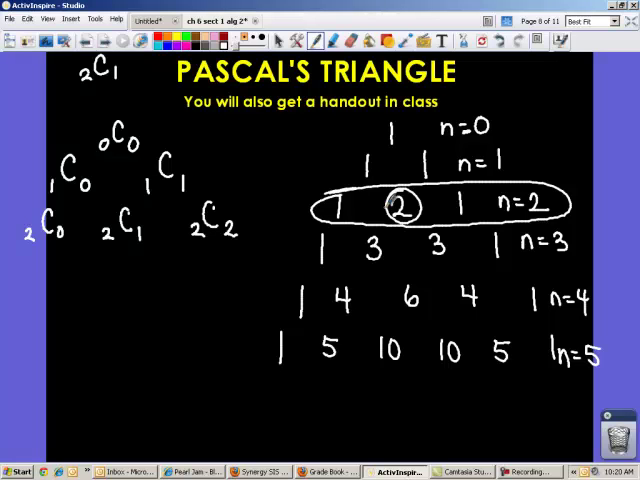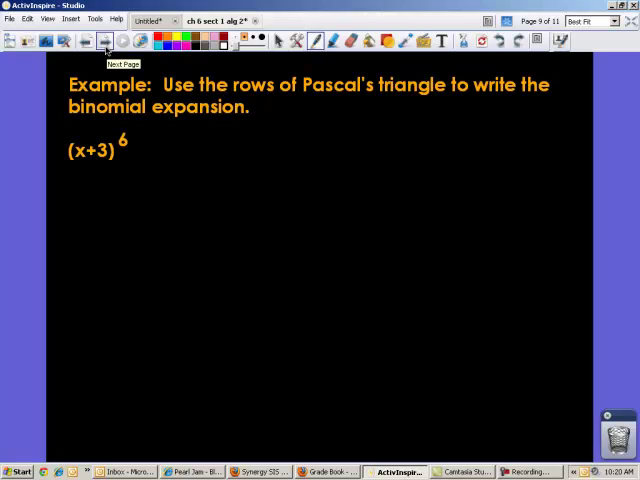Now, there's other ways that we use Pascal's triangle, and I'm going to show you that now. We're going to use the rules of Pascal's triangle to write the binomial expansion. And let me just explain something to you. This x plus 3 raised to the 6th power, remember you can't just tack on a 6 to everything and call it a day. It doesn't work. This is an expression, and it stays by itself. This plus sign never goes away.